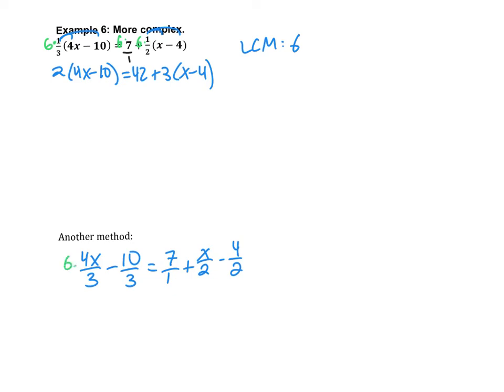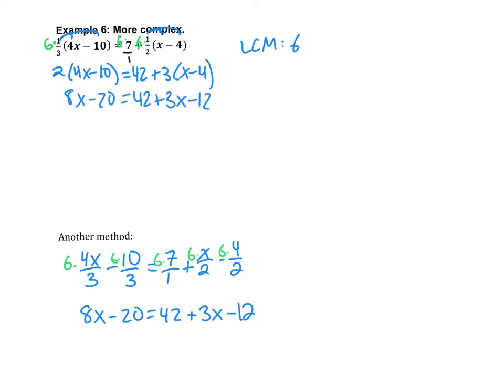Then I could multiply each term by our least common denominator, or least common multiple, 6, giving me 8x minus 20 equals 42 plus 3x minus 12. That's the same thing that I'll get here: 8x minus 20 equals 42 plus 3x minus 12. It doesn't matter which of these two methods you choose. Pick the one that makes more sense to you.